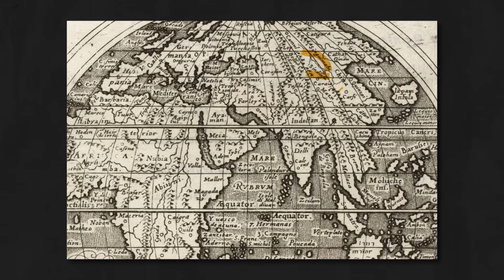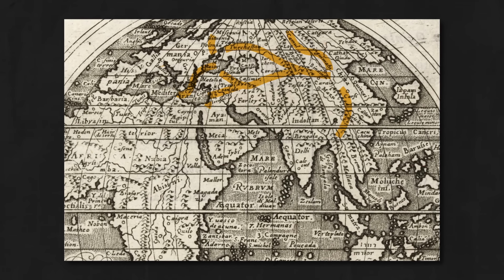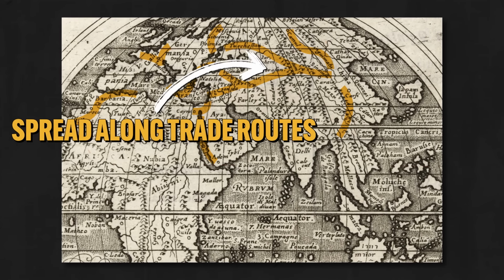Oh, you're staying in a caravanserai tonight? Plague. Oh, you're shoving out in a ship to get rich by trading? Plague. And if you consider the spatial arrangement of where this disease spread, it's almost entirely in line with trade routes and significant trade cities.